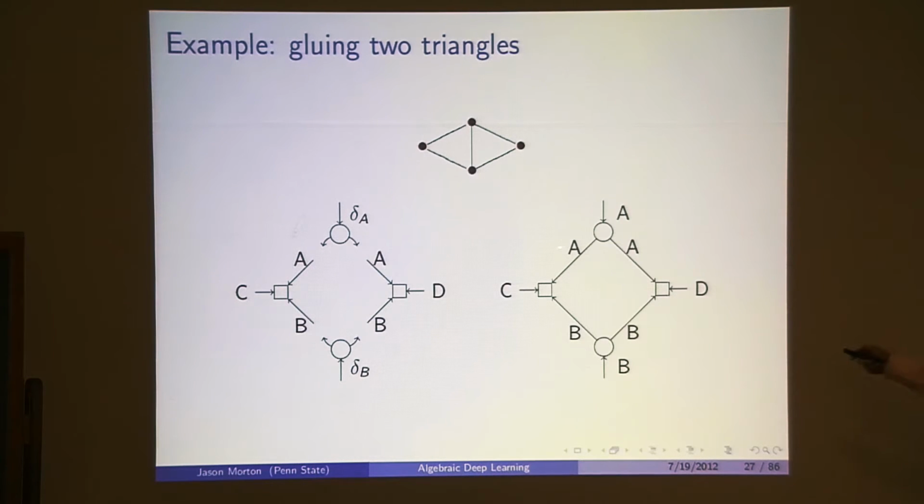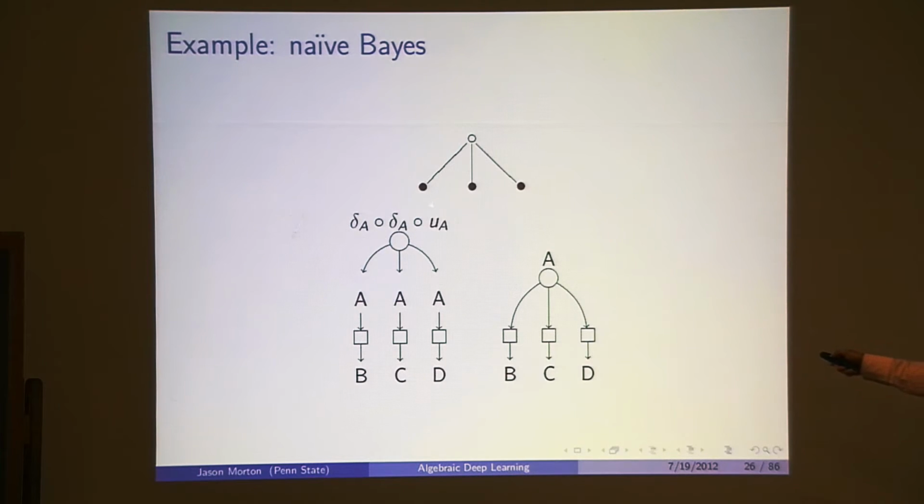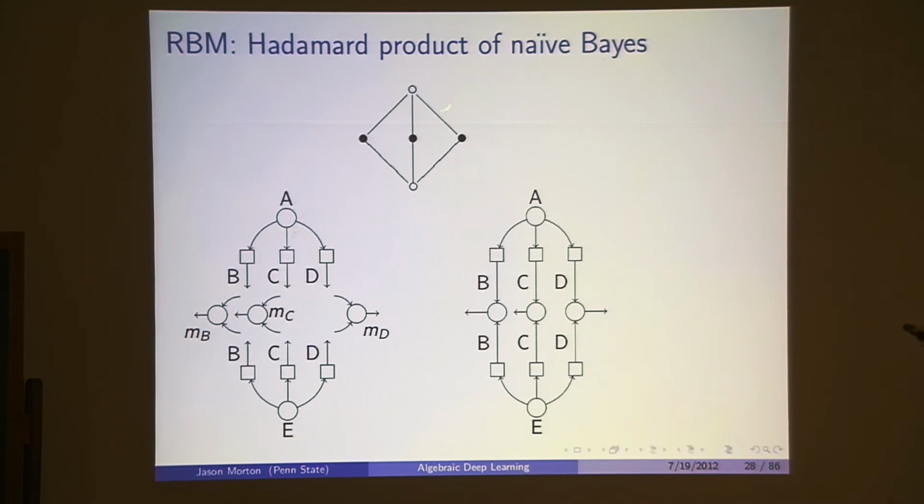And I can do other graphical model constructions like gluing triangles together, or this one. So if I start with a naive Bayes model, this is a very, very simple deep belief network. This is a restricted Boltzmann machine with 3 visible units and 1 hidden unit. It's kind of the most boring one possible. And then if I want to make a real restricted Boltzmann machine, I just glue a bunch of these things together along the bottom. That operation I would call a Hadamard product of naive Bayes networks, and it can be implemented by using the multiplication in this type of category.